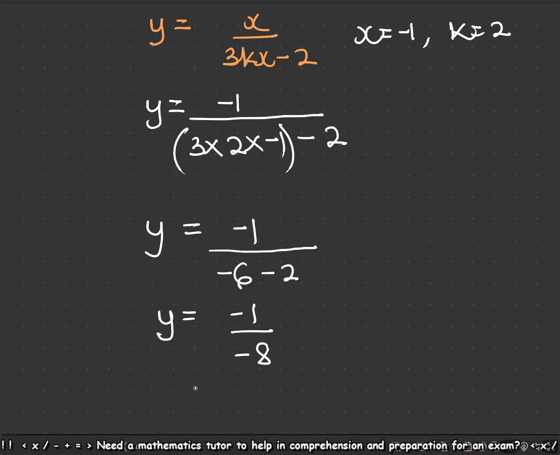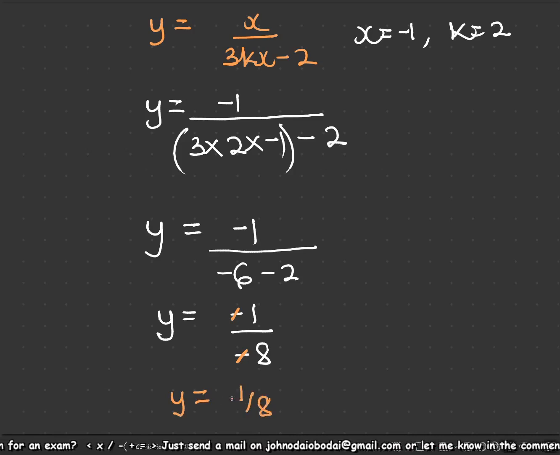Now we have to deal with the negative signs. Final simplification gives us what? This here cancels out this, because negative divided by negative is what? Positive. Hence, our y is equal to 1 over 8. As simple as that, right? So this was the second question that you had to do in your BECE.